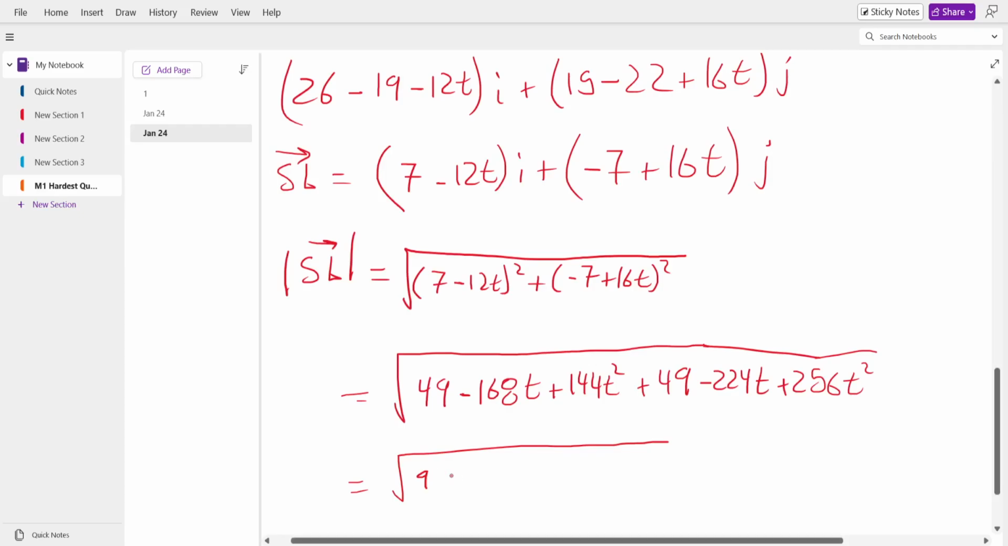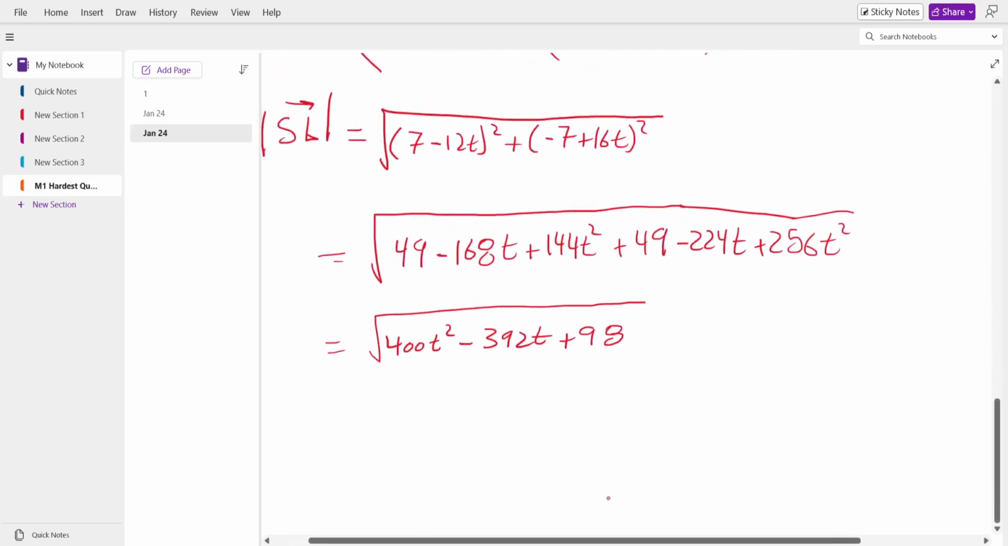Actually, let me add the t squared first, so it looks nice. So I will have a 144 plus 256, that is 400t squared, and then let's add the t. So I have a minus 168 minus 224, that is minus 392t, and then I have a 49 plus 49, which is plus 98. So basically, this is my distance.